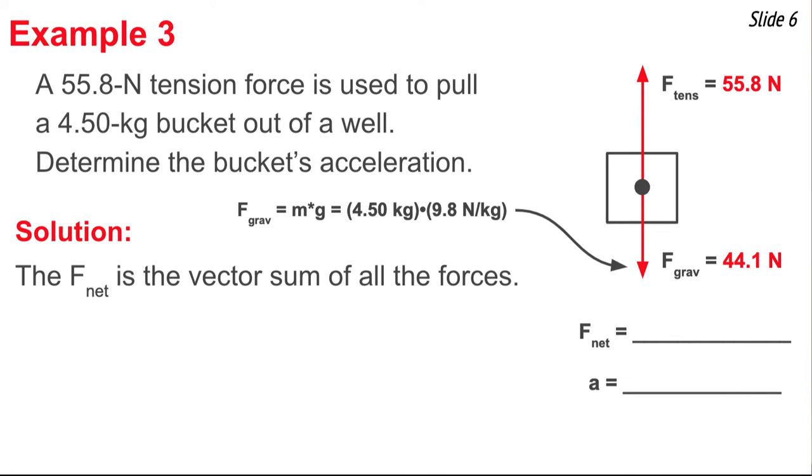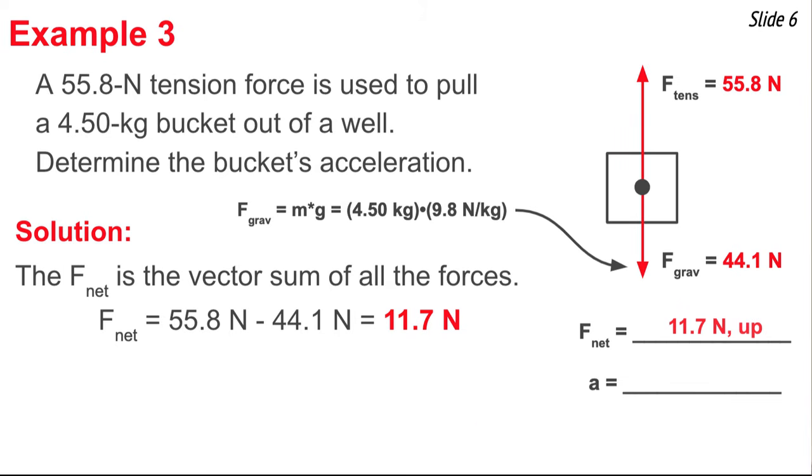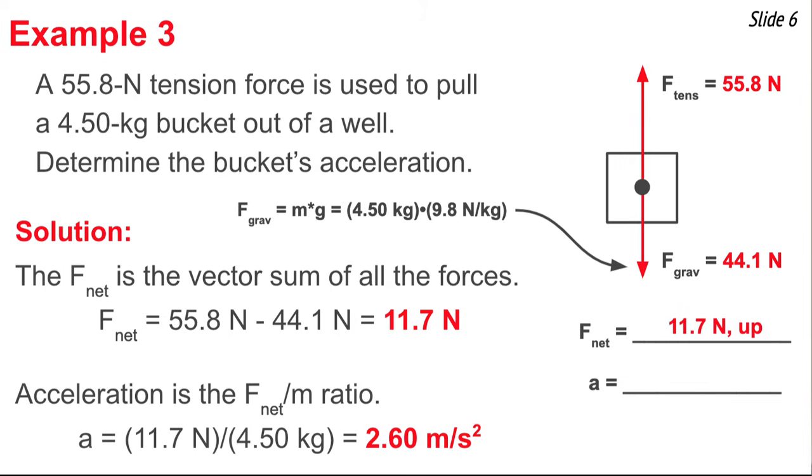Now our next step would be to calculate the net force. It's the vector sum of all the forces. So we would take the force in the direction of the acceleration and subtract from it the gravity force, the force that opposes it. When we do, we get 11.7 newtons. Now our last step is to calculate the acceleration by calculating the F_net to m ratio. The 11.7 newtons is the F_net, and the mass is stated, so when we do our division, we get 2.60 meters per second squared, and the direction is up.